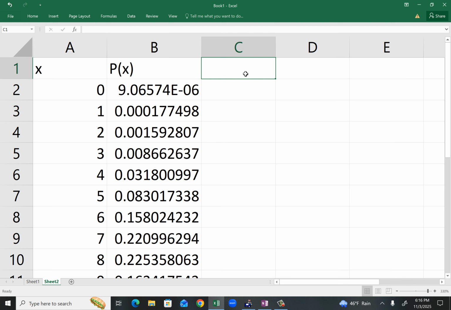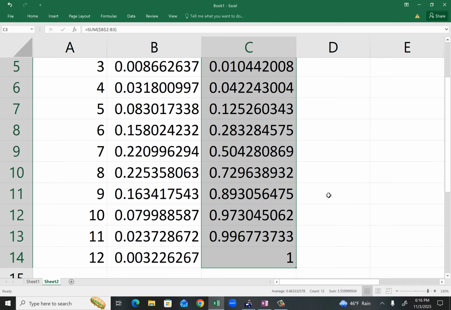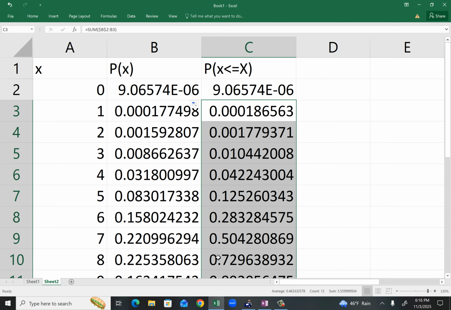Now, watch this. What if I did the probability that x is less than or equal to big X? Well, you can't be less than 0, so this is literally just going to be equal to this cell. But for less than or equal to 1, it would be the sum of these two. Don't worry, there's a bit of a shortcut to this in a second. Paste it down, and look what happens. Eventually, it adds up to 100%. What's the probability I make no more than 12 shots out of 12? It's 100%.